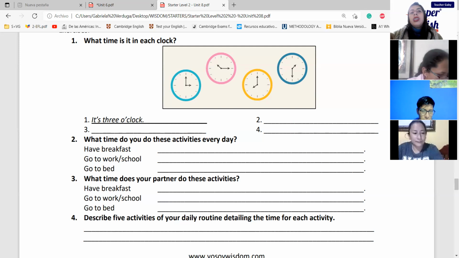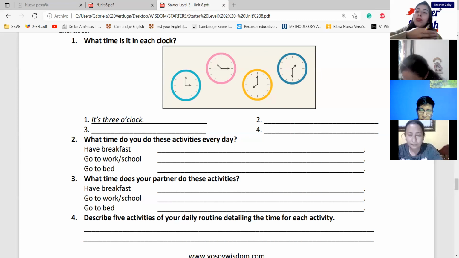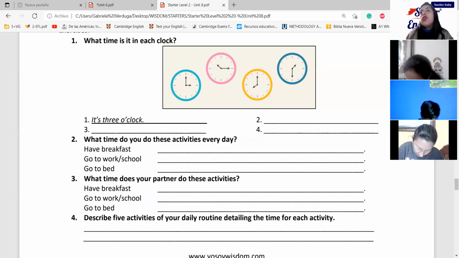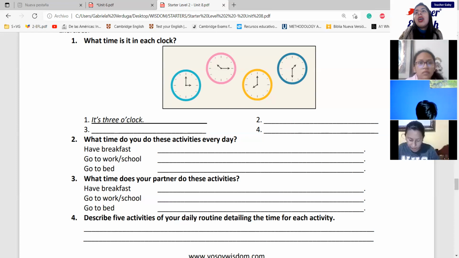Now, va usted a preguntarle a sus compañeros el tiempo en el que ellos hacen. Como pregunta, you have to say, what time do you? Yes, what time do you? For example, what time do you have breakfast? What time do you go to work? What time do you go to bed? Yes, so let's start with you, Angelica. Please, you have to say one question for each of them.